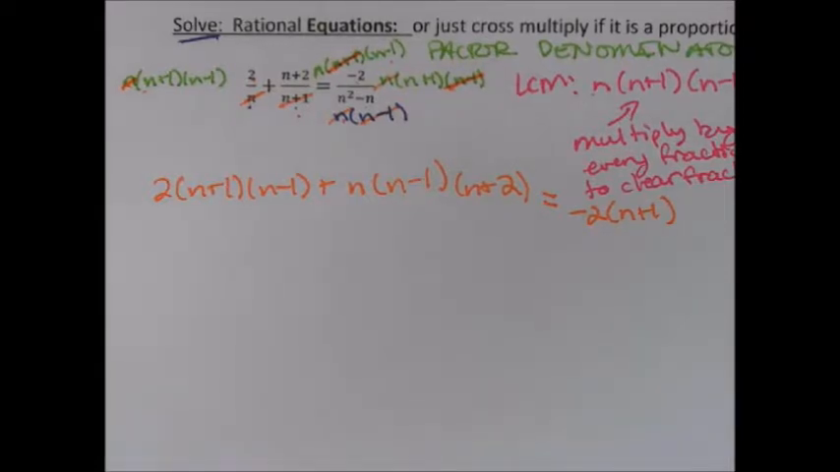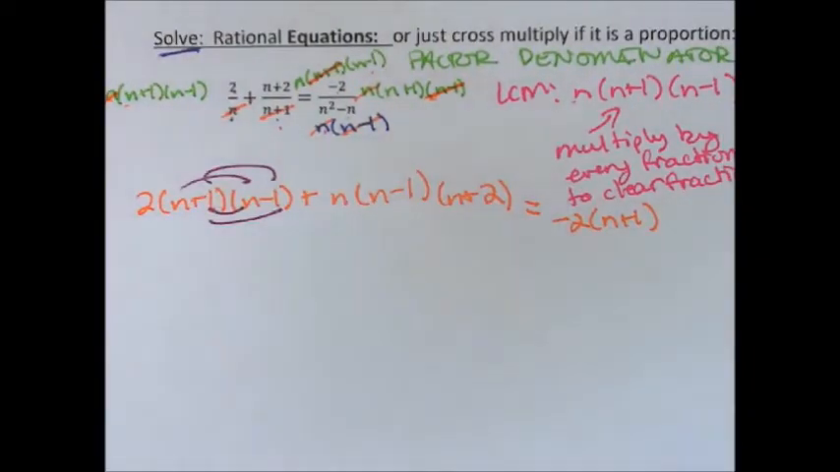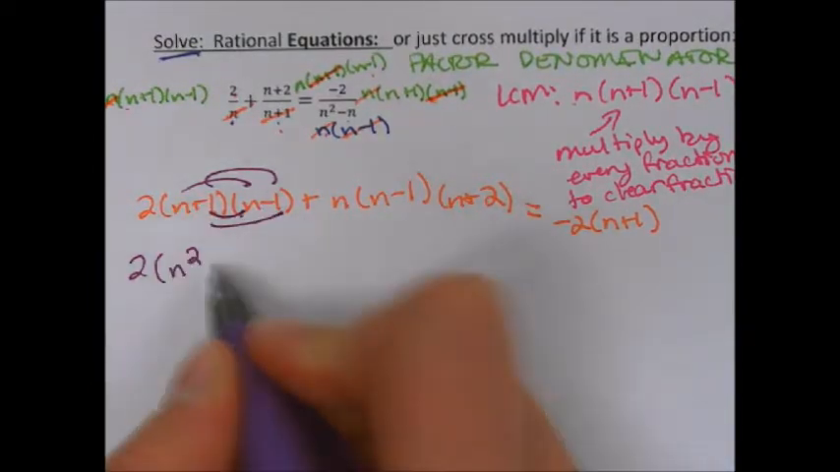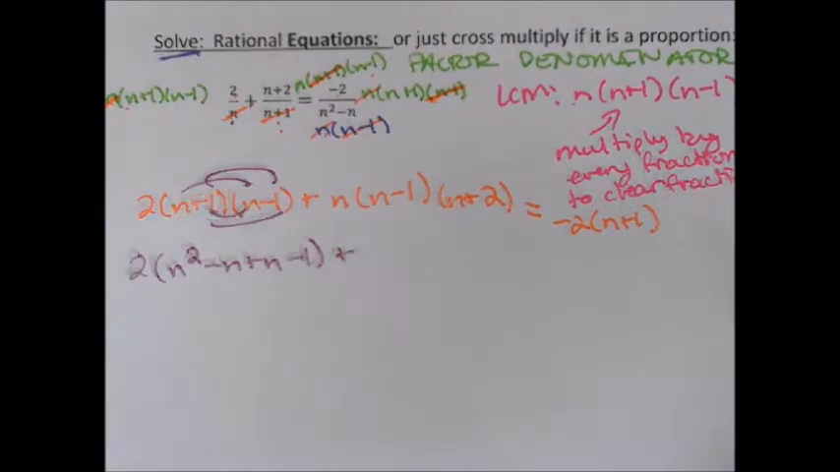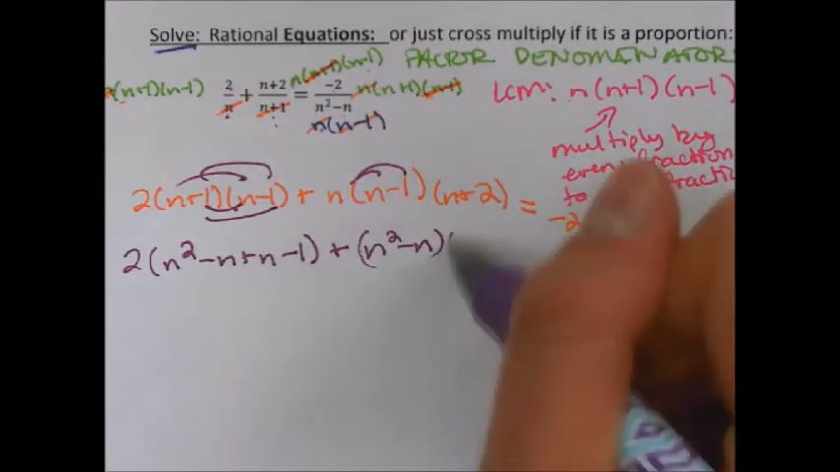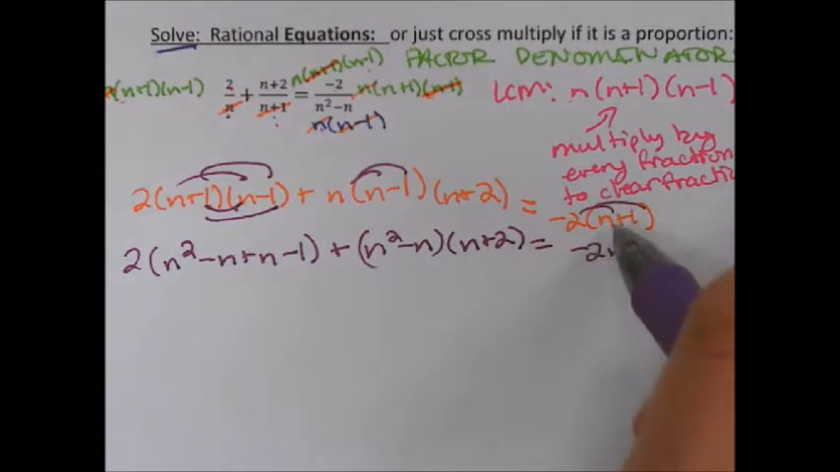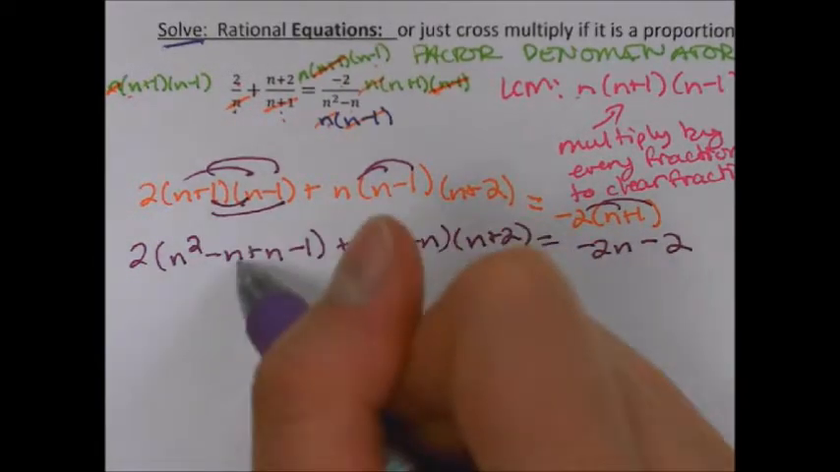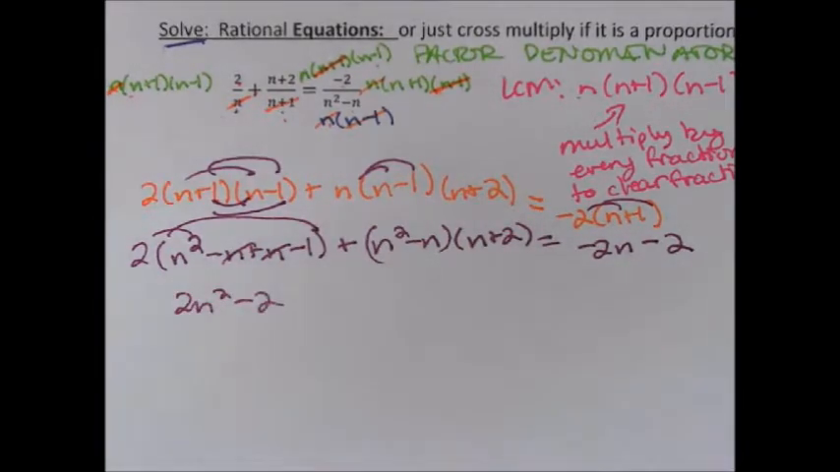All right, so now we're going to FOIL and then multiply by 2. We have n squared minus n plus n minus 1. And then I'm going to distribute this n, so I get n squared minus n. Then I'm going to distribute this, negative 2n minus 2. These cross out. I'm going to distribute the 2, so I get 2n squared minus 2.